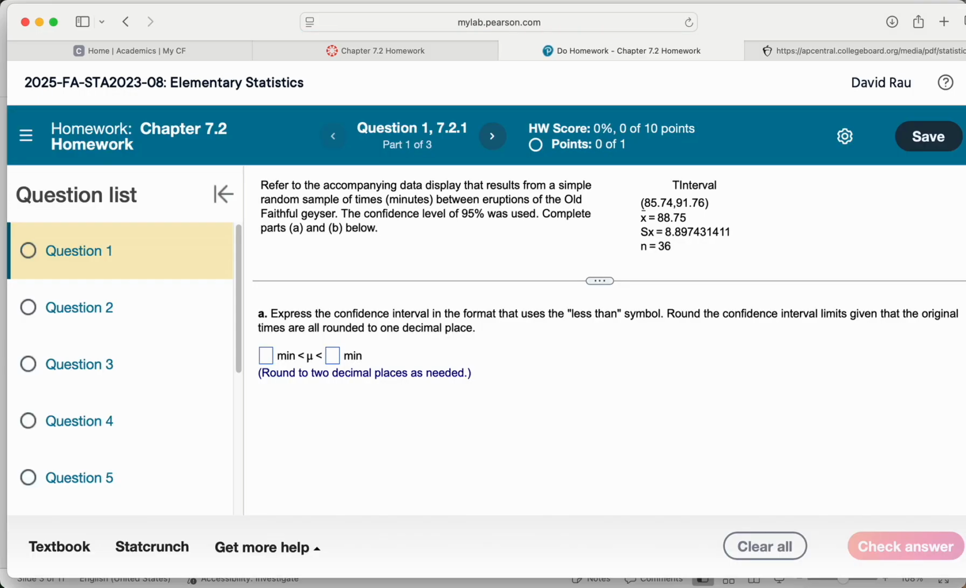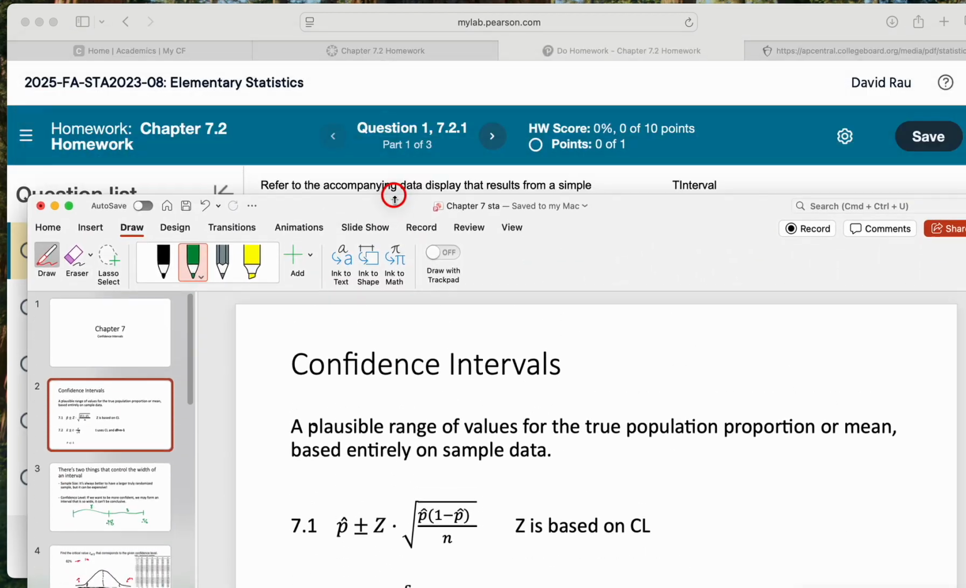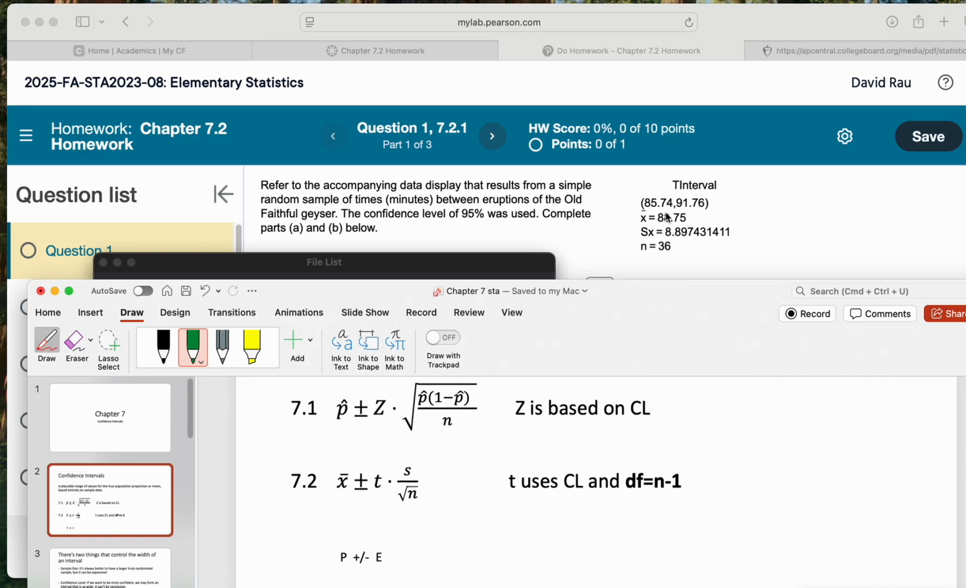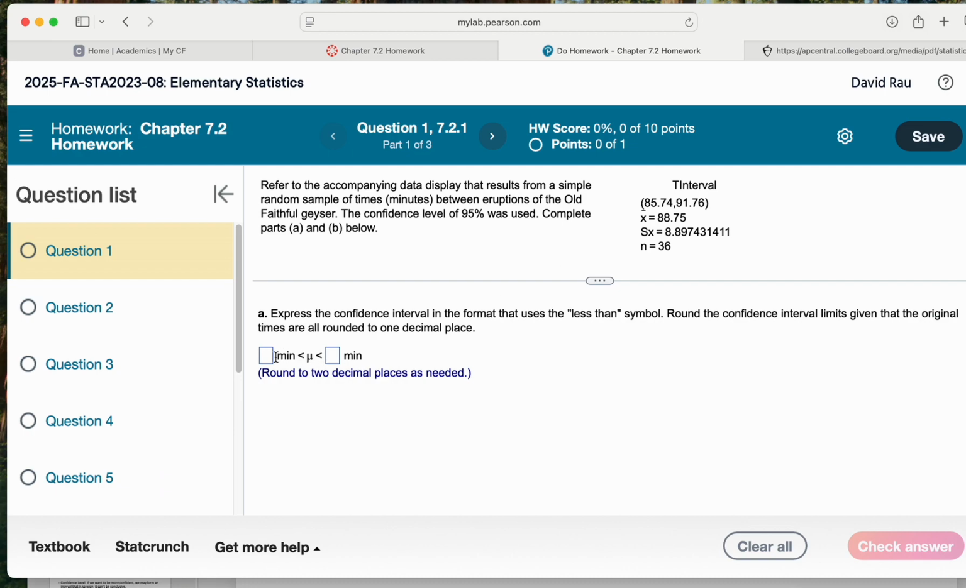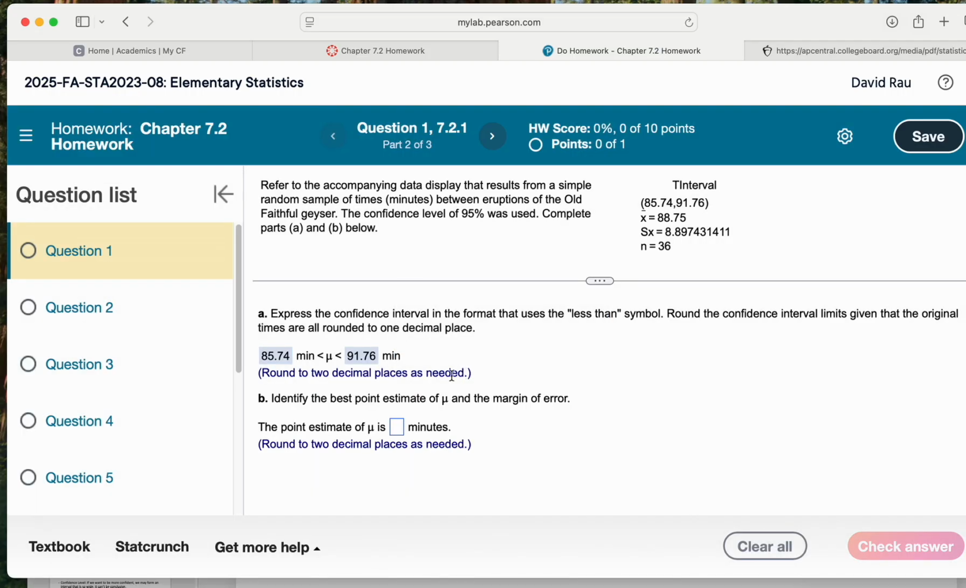All right. So first, I just kind of want to highlight that, yes, this output looks a little wacky. But what I want to show is, hey, look, there's the x, there's the s of x, they're just writing the little sub x, there's the n, and they actually gave you the entire interval already there. So if they want me to write the interval, I actually already have it. It's just what's written there up top. So 85.74 and 91.76. Already done. It was given to me.